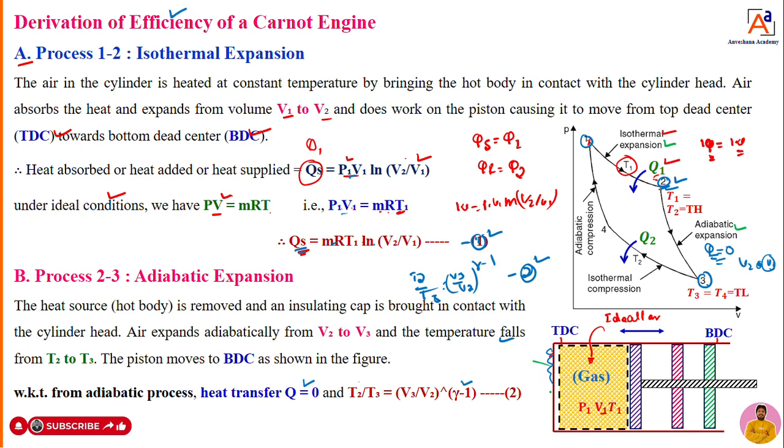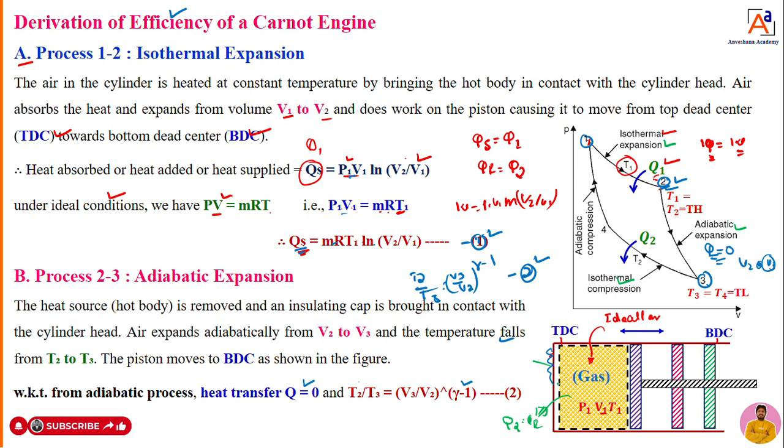I will open this and attach a sink here now. Then what happens? In compression, I will start from 3 to 4. That means during this compression, the heat is getting transferred from the cylinder to the sink at constant temperature. That heat rejection is represented as Q2 or QR. That we can call an isothermal compression.